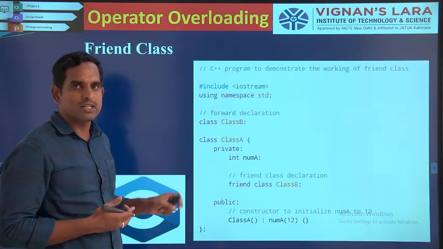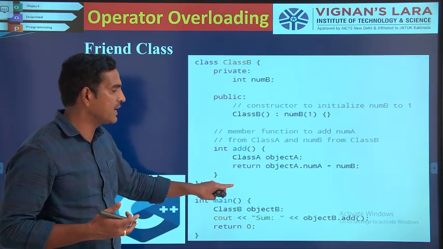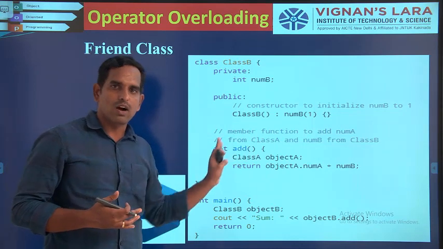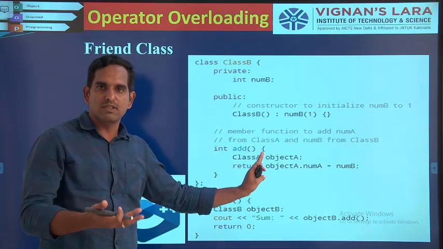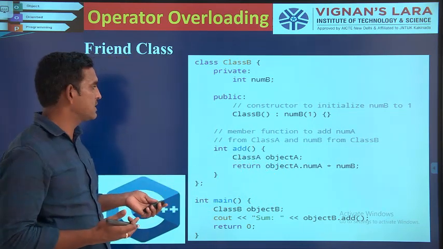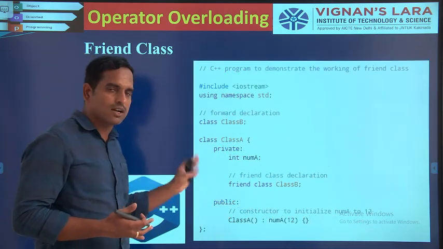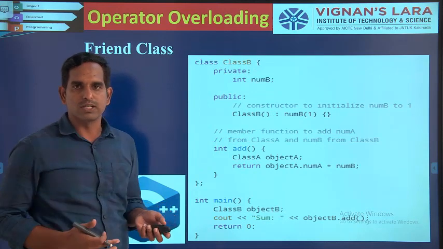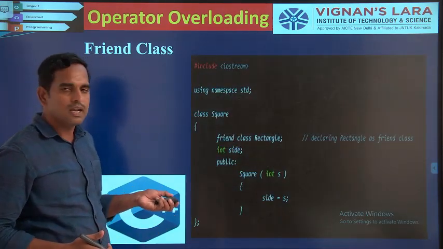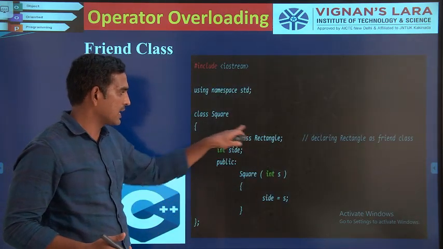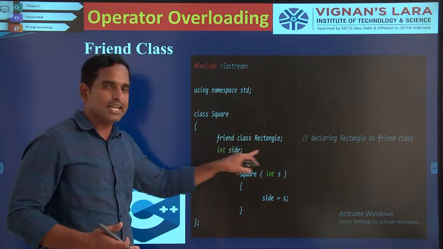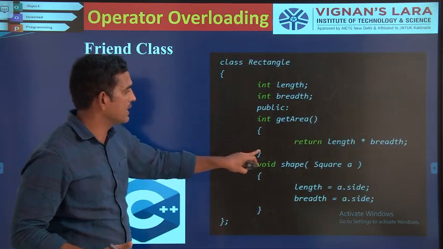In a similar manner, in a particular friend class, you can create the objects of your original class and you can call those particular properties of the original class. That is, whatever is present in class A, I can call all the properties in class B by using the class A objects. In this particular example, I have made your rectangle class a friend class to your square class.